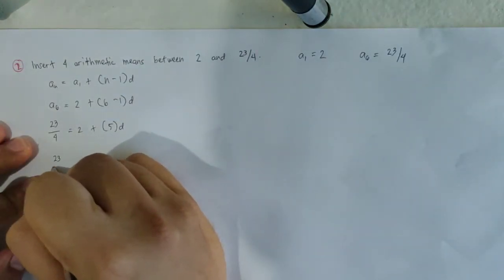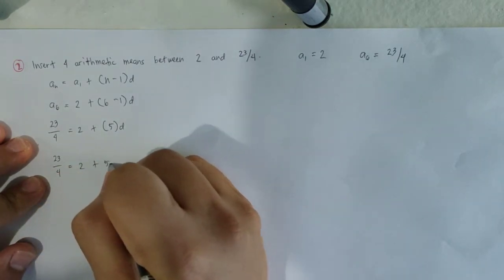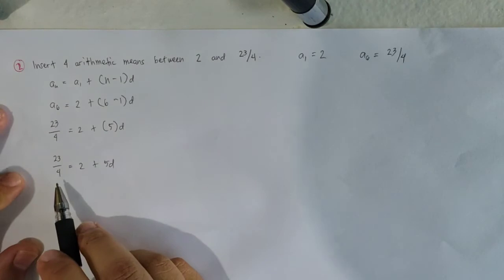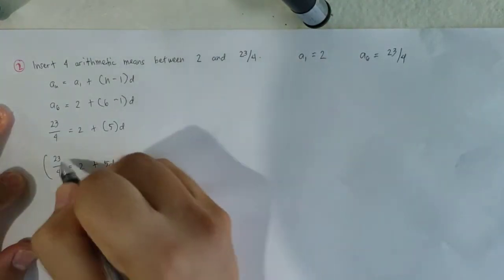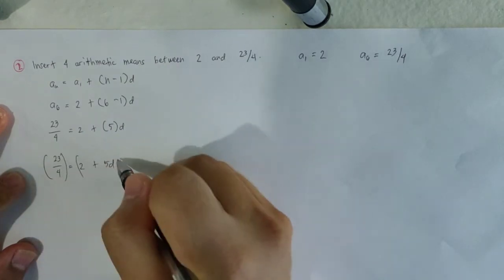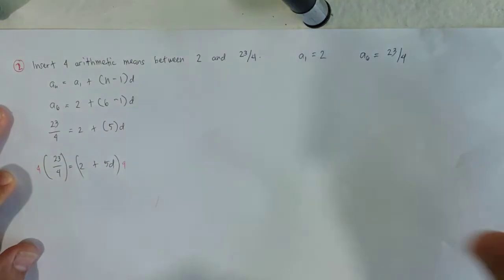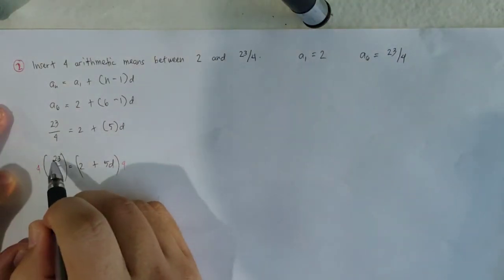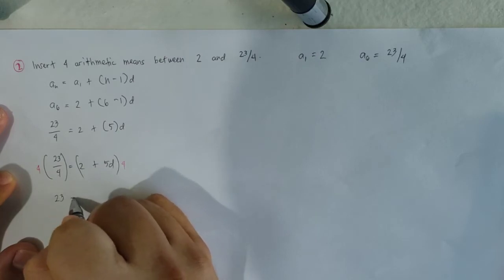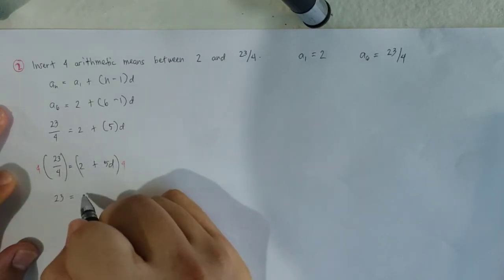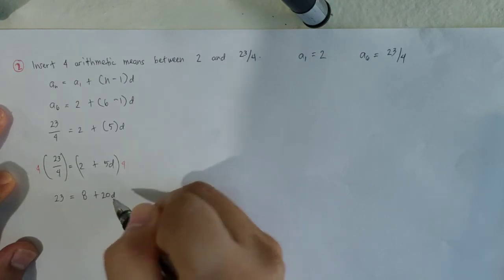Okay, copy lang yung 23 over 4 equals 2 plus 5d. Okay, para mawala yung denominator natin na 4, multiply natin both sides by 4. So, 4 times 23 divided by 4, maka-cancel na to. Ang matitira ay 23 equals 4 times 2 is 8, plus 4 times 5d is 20d.